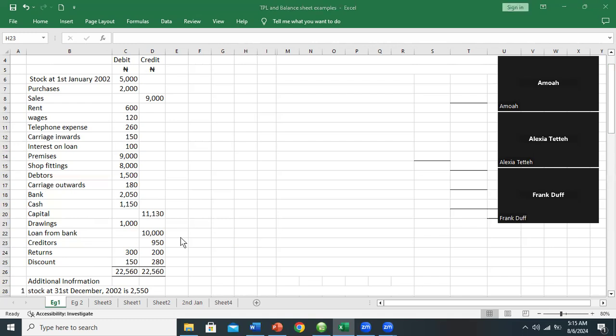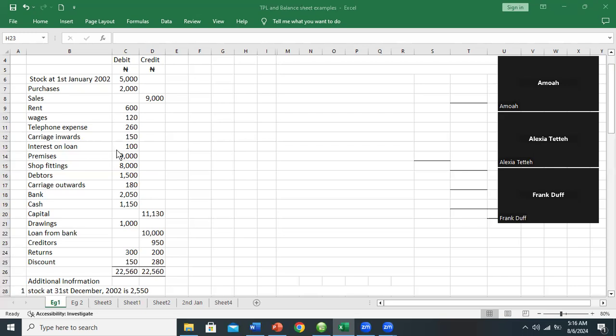Yeah, so Frank, thank you very much for reading the question. So the point is that to prepare the profit and loss account, we need the gross profit. We'll add other income and less expenses. But as it stands now, we don't have the gross profit. So it means that we have to prepare the trading account to get the gross profit or loss before we can prepare the profit and loss account.